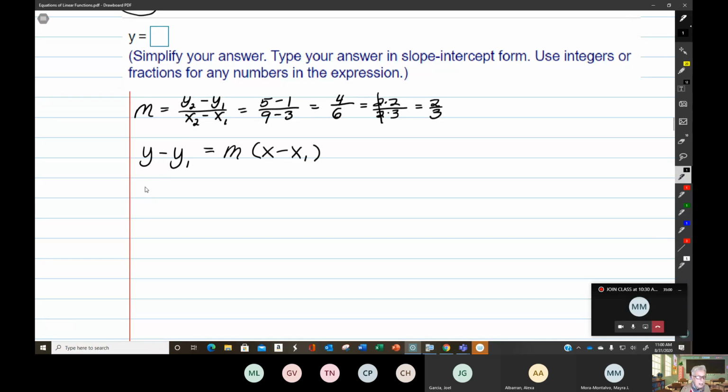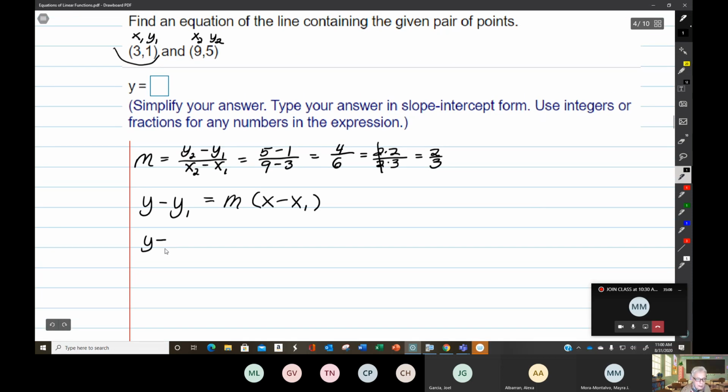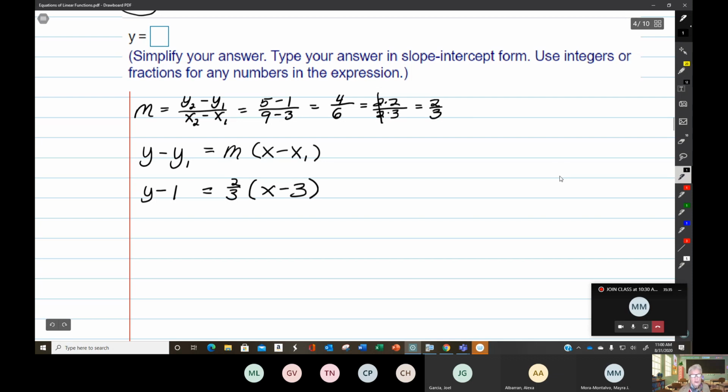And so we'll have y minus 1 equals 2/3 times x minus 3. Okay, now for those of you who get nervous dealing with fractions, you don't have to, because it's amazing what your calculator will do with fractions. Just chew them right up.